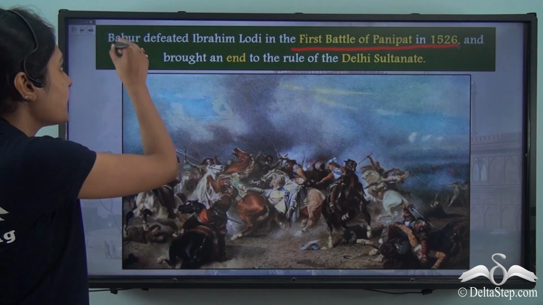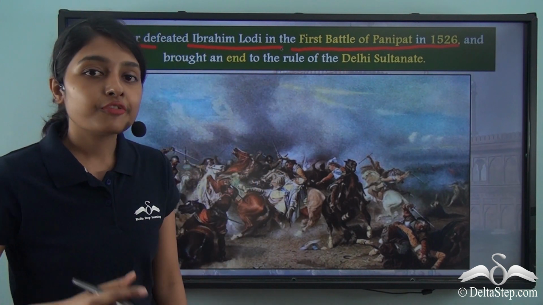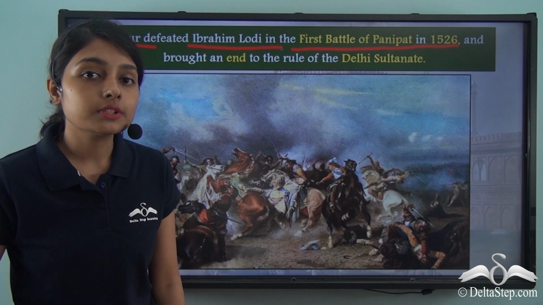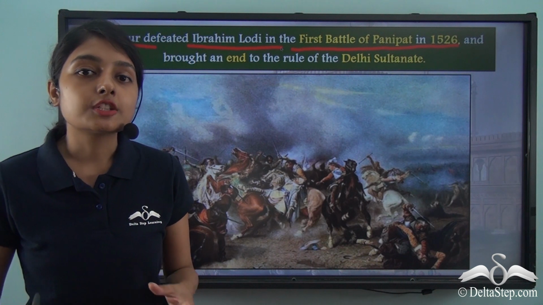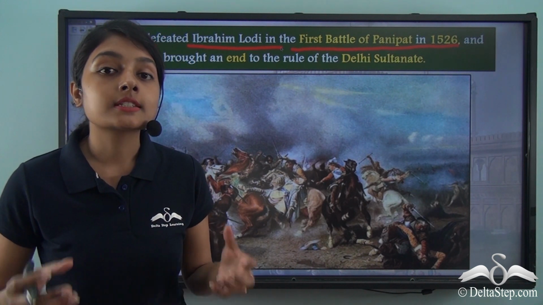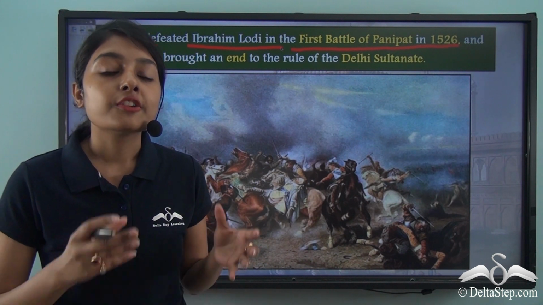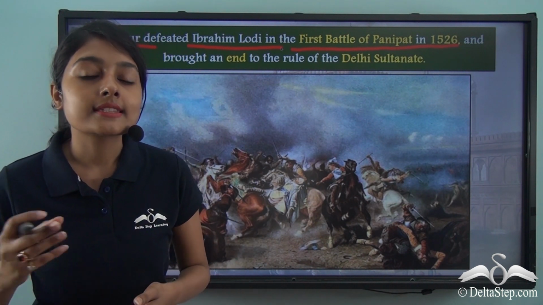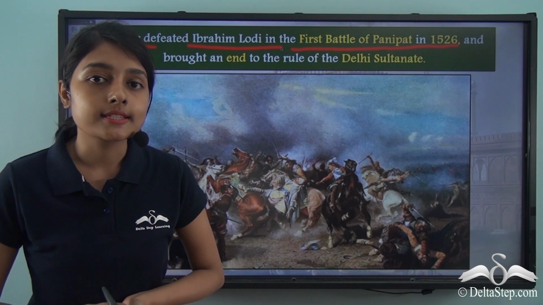It was Babur who defeated Ibrahim Lodi, finally putting an end to the Delhi Sultanate. After the Delhi Sultanate, it were the Mughals and the mighty Mughal Empire that ruled India from 1526 to 1761 for 235 long years.